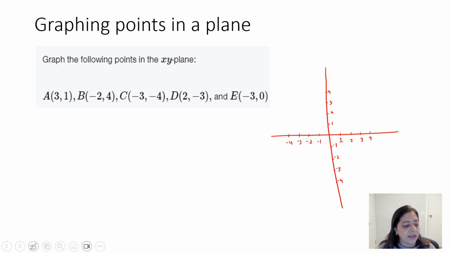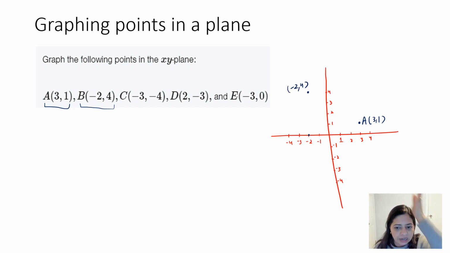Now look at all the points. The first point is (3, 1). That means 3 units on the x-axis and then 1 unit on the y-axis. So this is where you would reach. This is the point A, (3, 1). B is (-2, 4). So x is -2, y is +4. This is where you meet, -2, 4 units up. This is the point B.